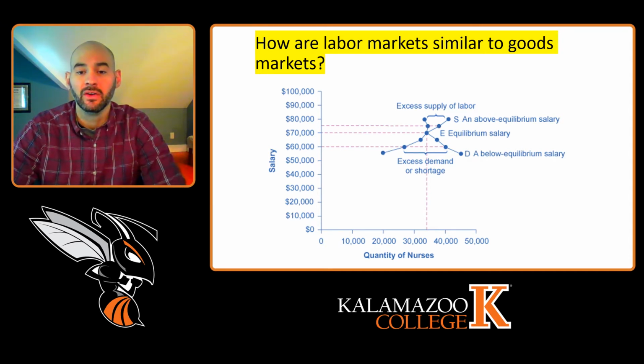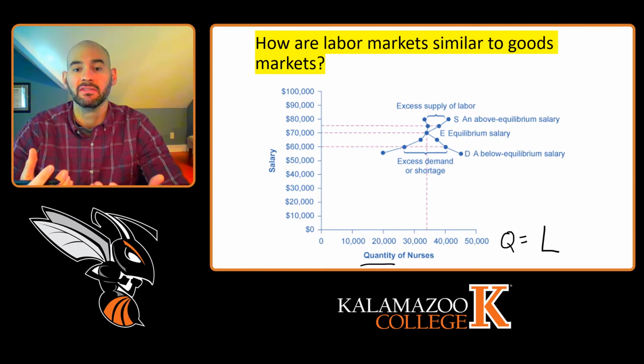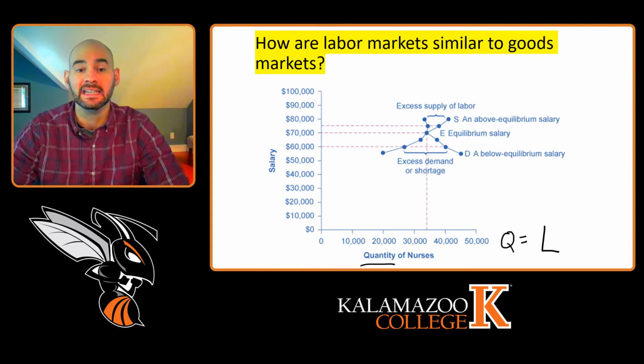So on the horizontal axis, we once again have quantity, which could always be represented by Q, though in labor markets, we'll often see this as an L, representing the amount of labor needed, the quantity of labor demanded, the quantity of labor supplied. And this can either be represented in the number of workers or the number of hours of work needed.